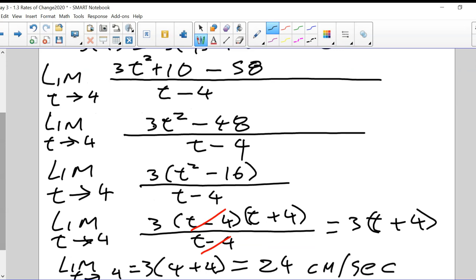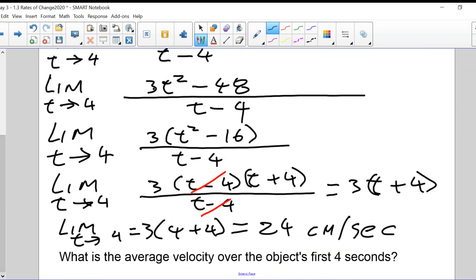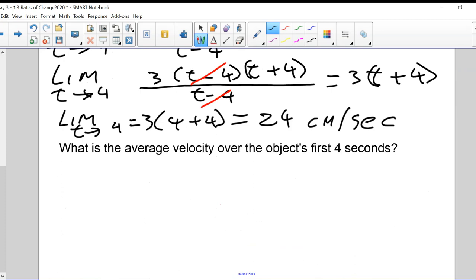You need a therefore statement, you know what, Danny? Yes, and I don't have a lot of room for that, so I put that at the end because I want to answer one more question: what is the average velocity over the object's first 4 seconds? So I put both of those in as well.